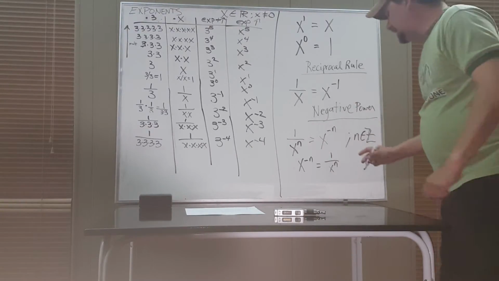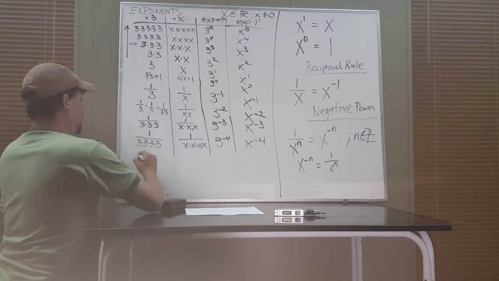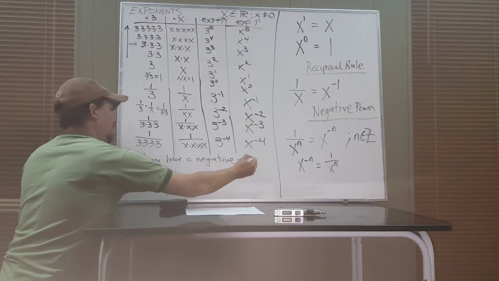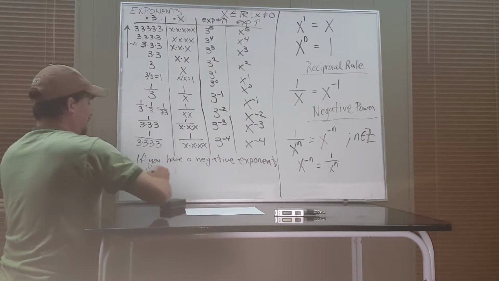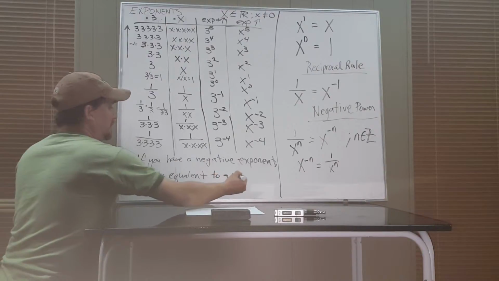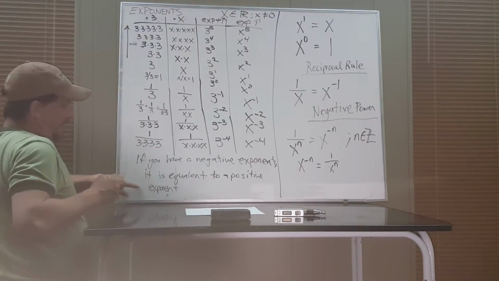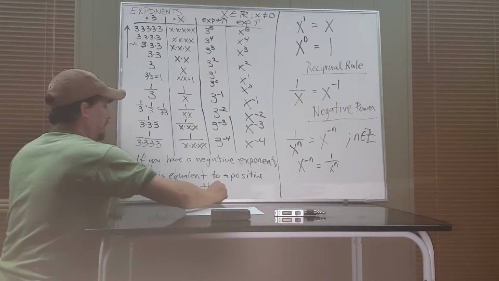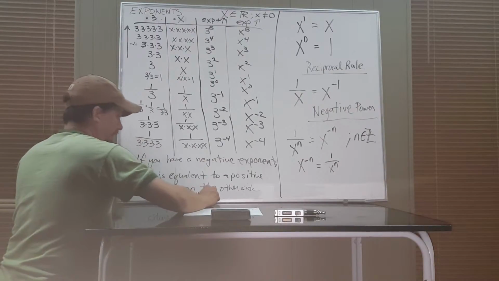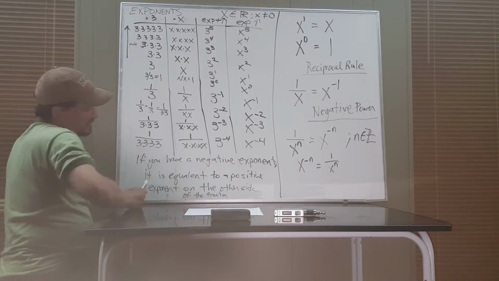So in other words, with this negative power rule, I'm going to spell this out in English. If you have a negative exponent, it is equivalent to a positive exponent on the other side of the fraction. I don't know how well you can read this. If you have a negative exponent, it is equivalent to a positive exponent on the other side of the fraction.